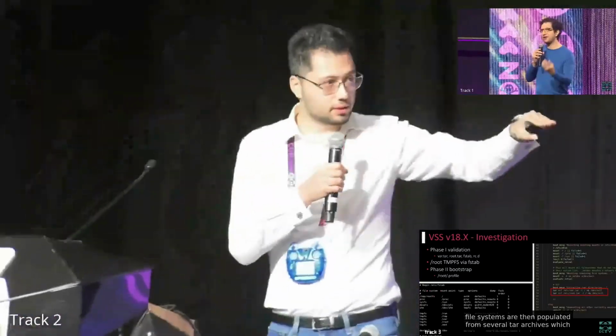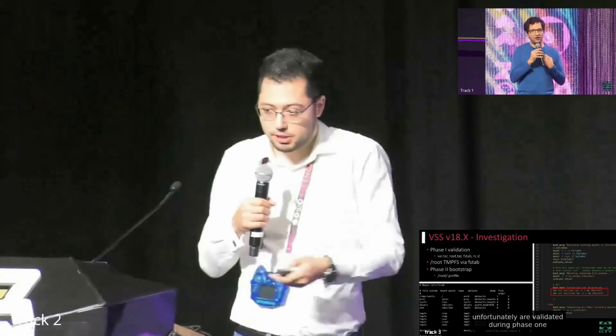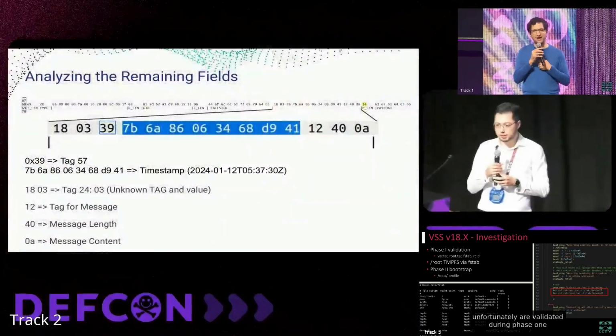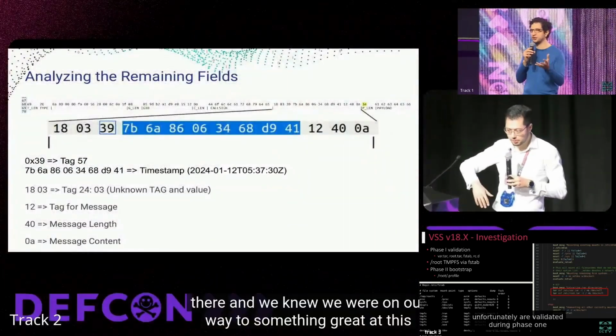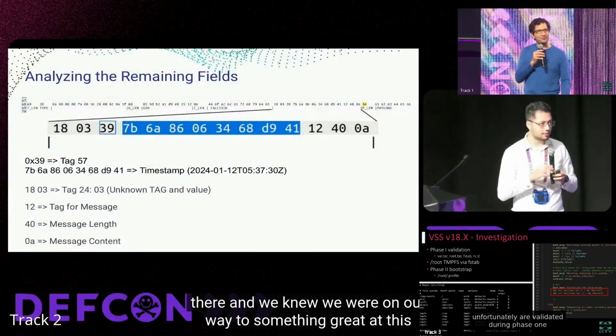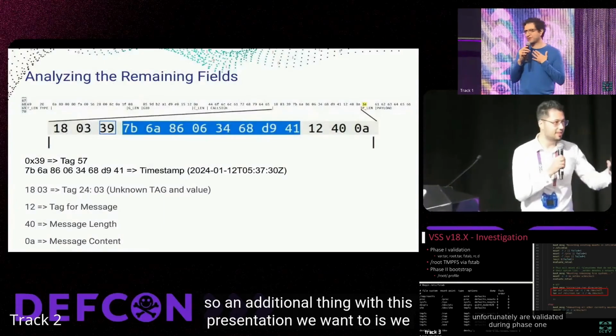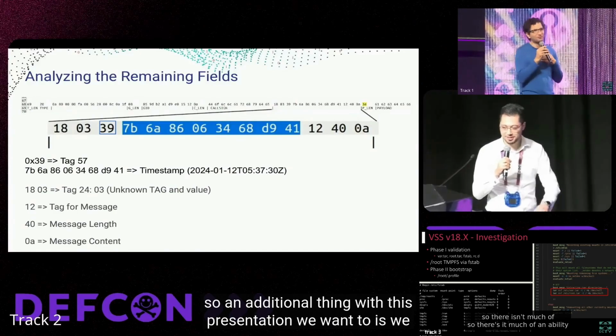100%. So in this case, we've shown what we discovered so far. So we go more in our analysis, right? So we analyze the remaining fields. We see the ones highlighted in blue. We decode that and figure out that's the timestamp. So you see here, January 12th, that's when we did the very initial capture, so that's pretty awesome.